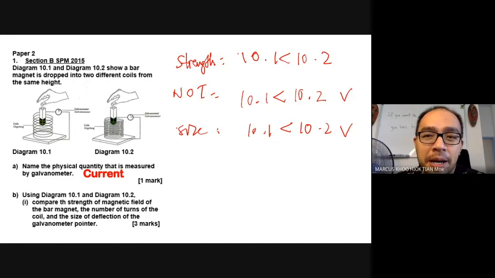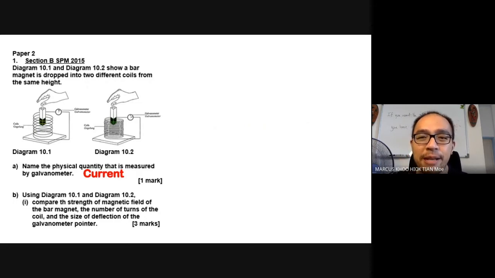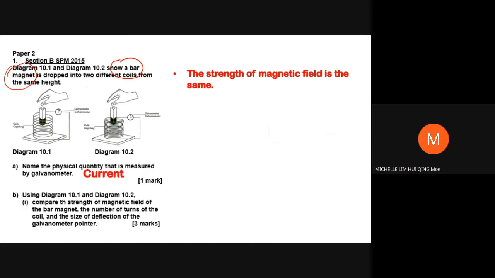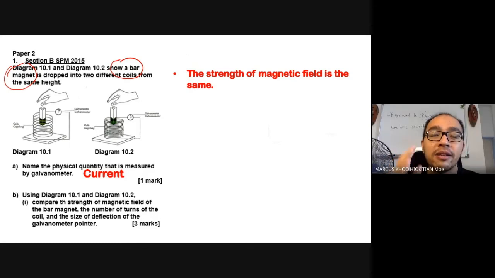Okay, obviously, when I ask questions like this, it means it's not. So let me point out, the good thing is you got the other two correct. Actually, the strength of the magnetic field is the same because it is the same bar magnet that is being dropped into two different coils. Do you see that? Same bar magnet.